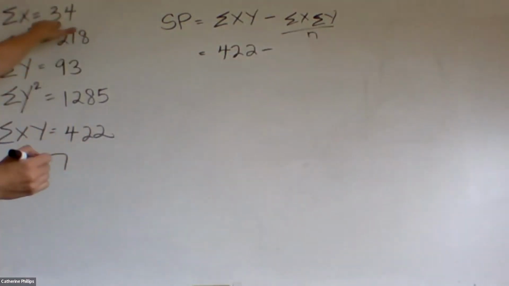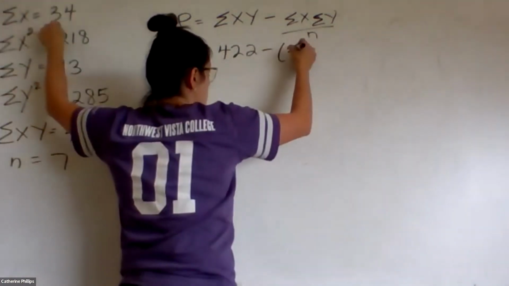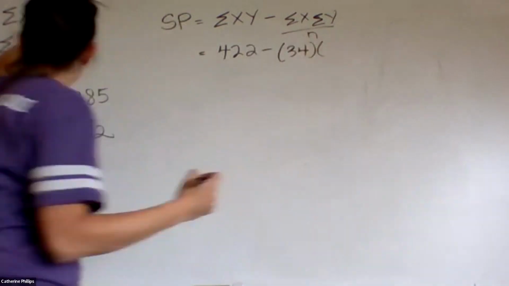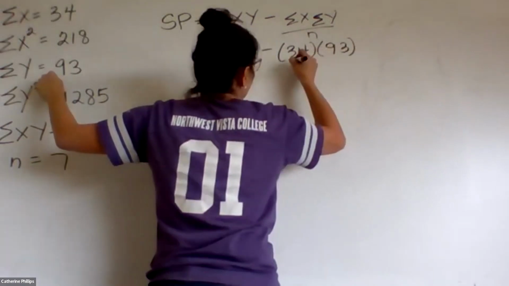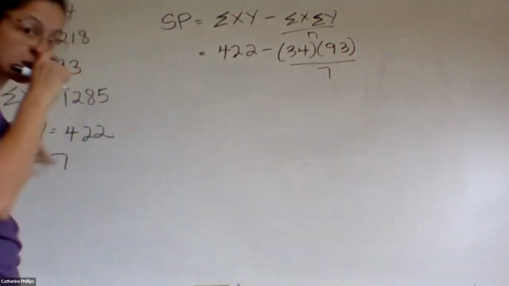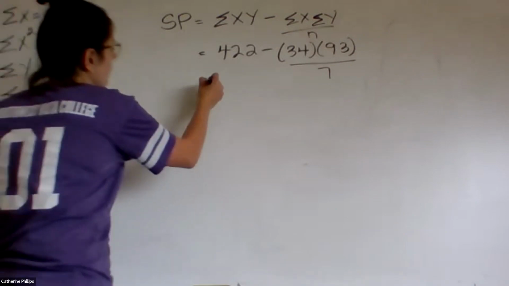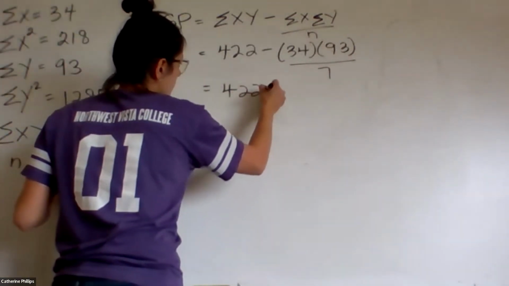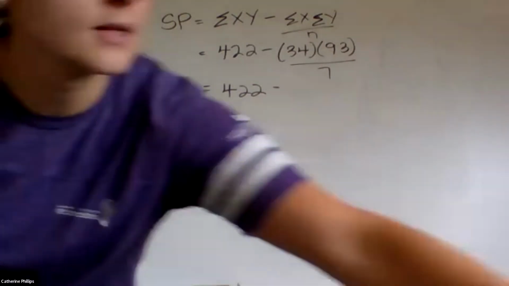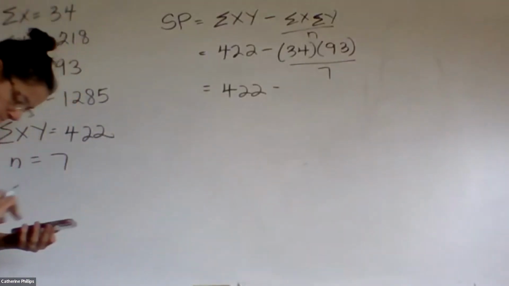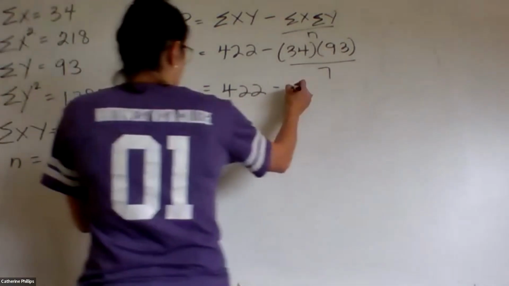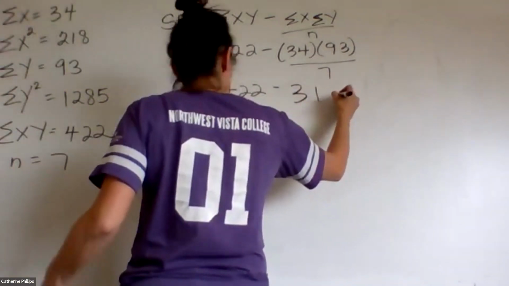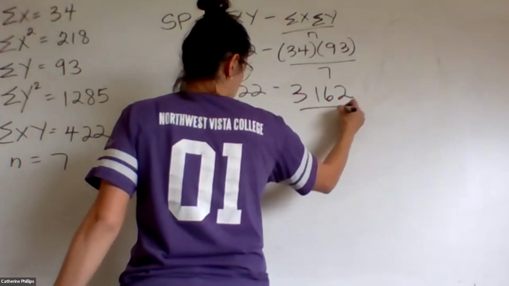The sum of X is 34. The sum of Y is 93. Divided by 7, because that's the sample size right here. So I have 422, subtract, find a calculator here. So I have 34 multiplied by 93, which is 3,162 divided by 7.